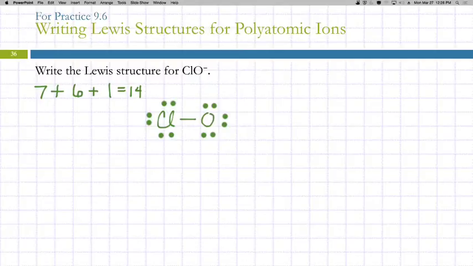The one thing that's missing here is this is an ion, and we have to show that in our structure. We're going to put brackets around it and put the charge on the outside of the brackets. Because as we learned on the last exam, ClO and ClO minus are different things. One's chlorine monoxide and the other's hypochlorite ion. Any questions?